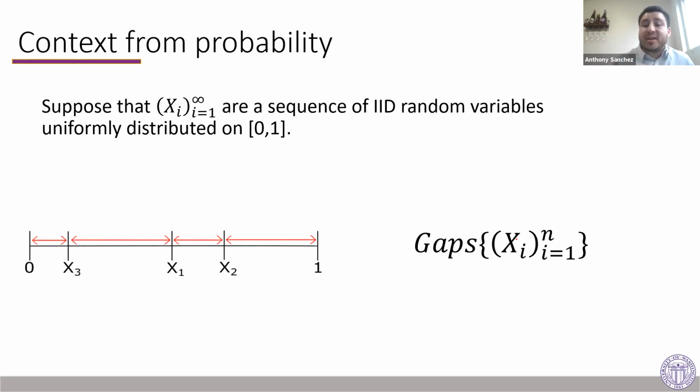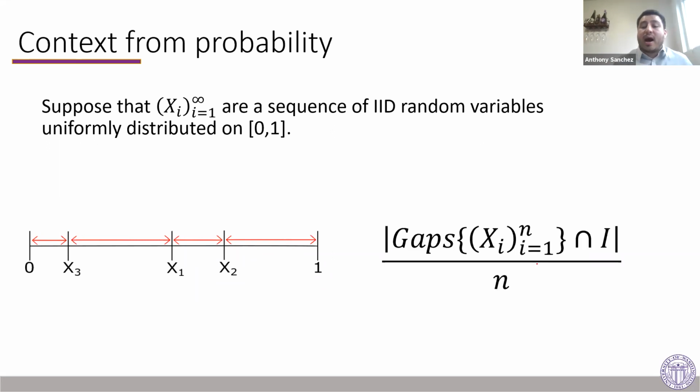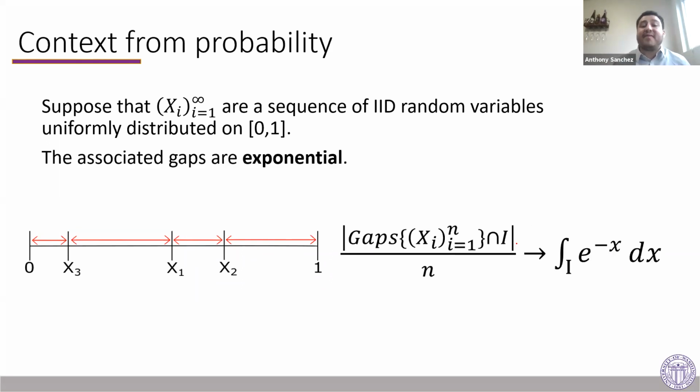So I can ask the same question that I did before. Grab the gaps of this IID sequence, ask how many of them land inside of my favorite interval out of how many of them could have landed in there. And in this case, it turns out to have an exponential gap distribution, which means as I let n tend to infinity, I can find the proportion of gaps in interval I just by integrating 1 over e to the x against that interval. So this is our benchmark for what we mean by a truly random sequence.